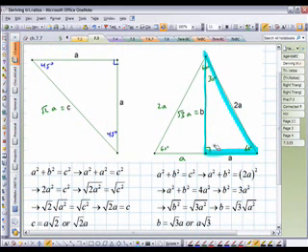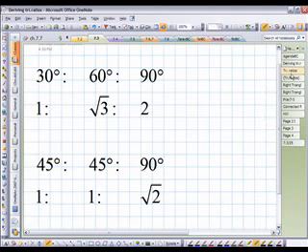30, 60, 90. When I say the 30 side, I mean the side opposite the 30 is a. The side opposite the 60 is rad 3a. The side opposite the 90 is 2a. So the 30 side is a, the 60 side is rad 3a, the 90 side is 2a. This is putting all that information in ratio form. So 30, 60, 90, 1, rad 3, 2. 45, 45, 90, 1, 1, rad 2.